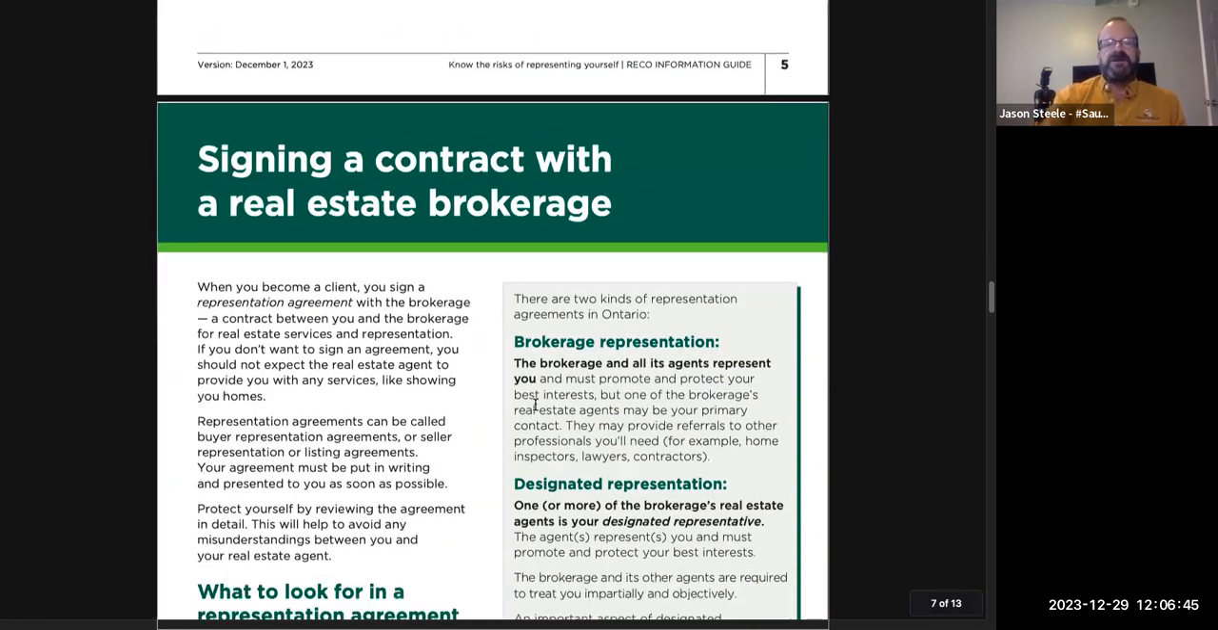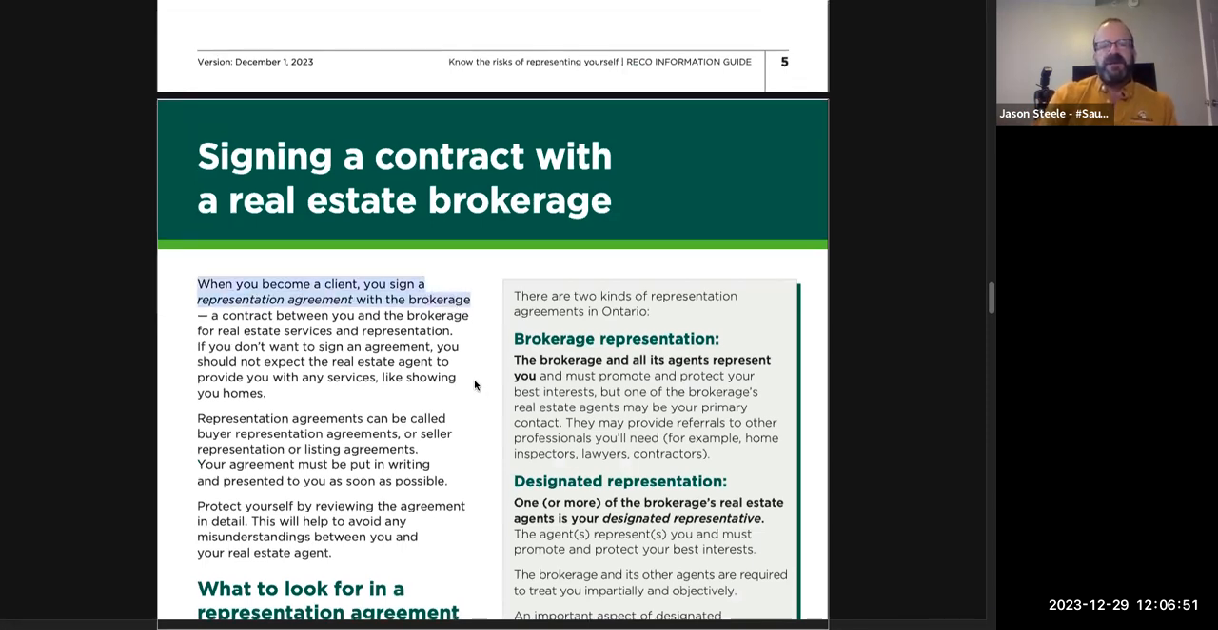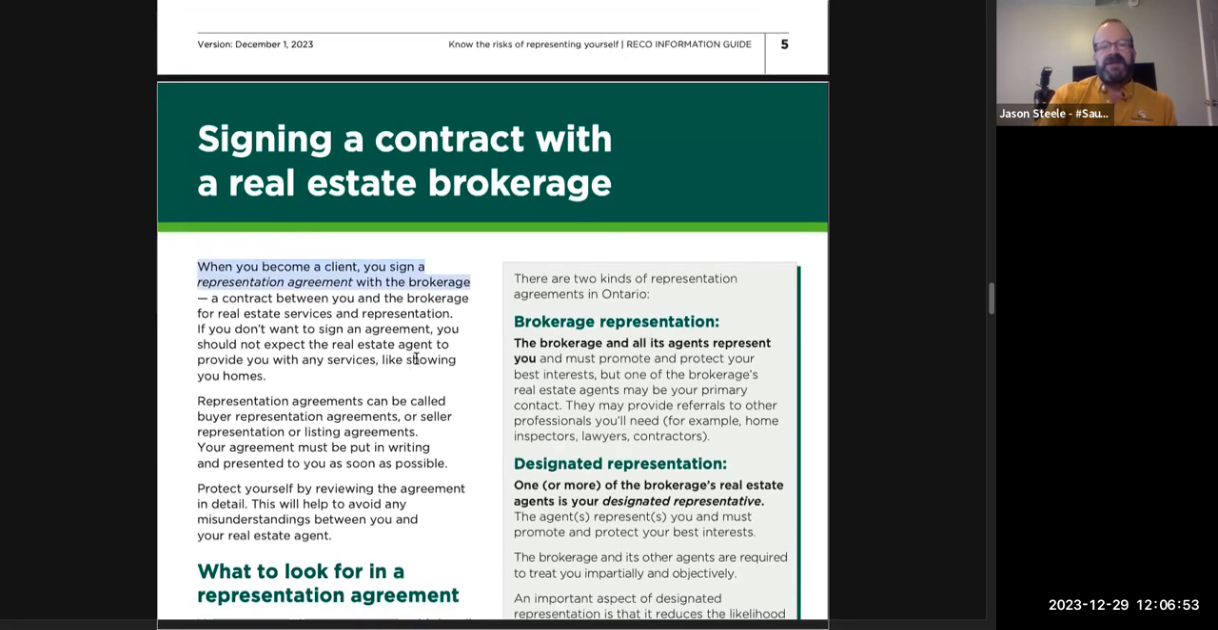So, signing a contract with a real estate brokerage. When you become a client, you sign a representation agreement. It's a contract between you and the brokerage. If you don't want to sign the agreement, you should not expect the real estate agent to provide you any services like showing homes. A realtor must sign a representation agreement to have you as their client.